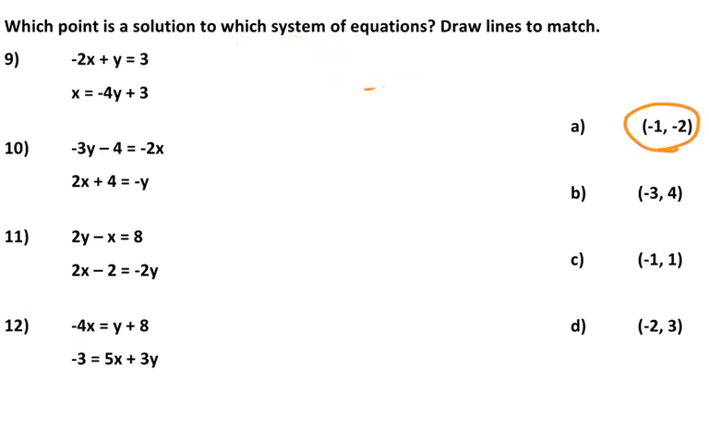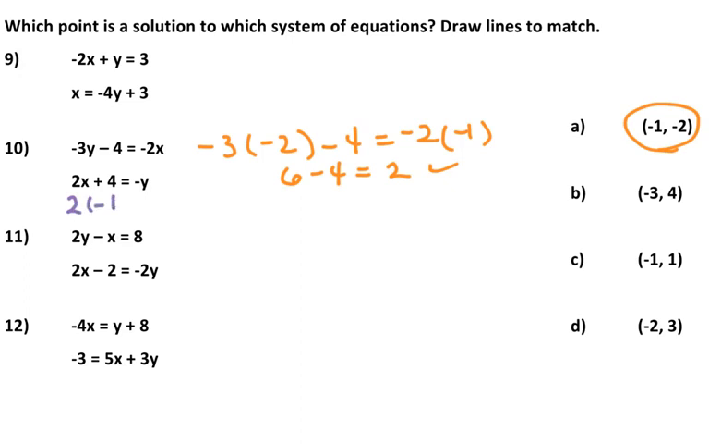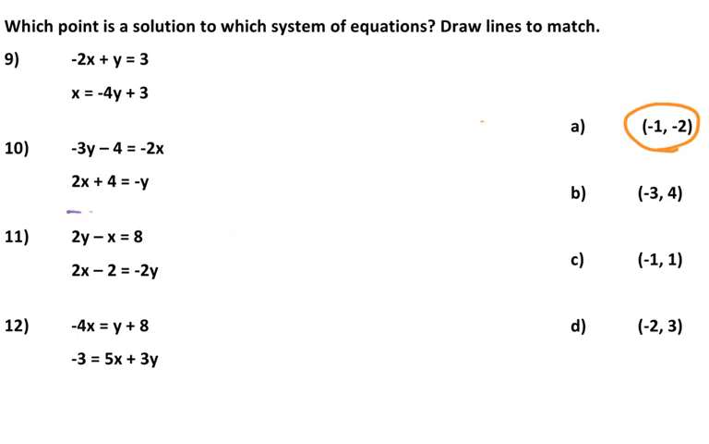So I'm actually going to erase that. It doesn't go with 9, so now I'm going to try 10. Negative 3y minus 4, that's positive 6 minus 4, is equal to, and then negative 2 times negative 1, that's positive 2. That's true. Okay, then I'm going to try the second equation. So 2 times negative 1 plus 4 equals negative negative 2. So that's negative 2 plus 4, that's 2, and a negative negative 2 is 2. That works. So A is actually going to go with number 10, and that's because it works in both equations.